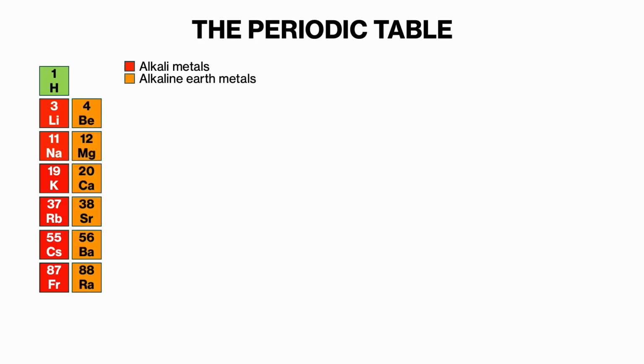Then the alkaline earth metals, which are silvery white metals at room temperature. The name is a term that refers to many naturally occurring oxides of these elements found in or derived from rocks. For example, lime is the alkaline oxide of calcium.